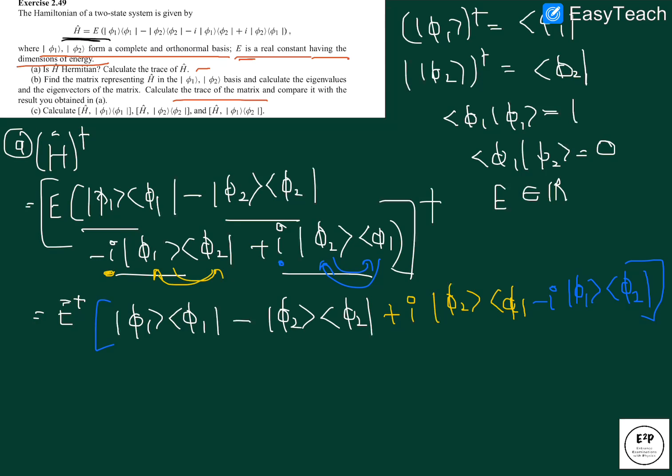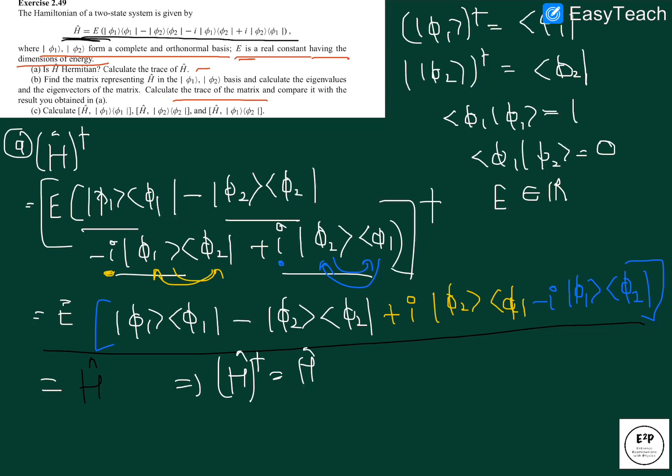Now we see that E is a real number, so E dagger is nothing but E. We see that the equation we have obtained here is similar to H, which is given in the question. So this is equal to H. We say that H dagger is equal to H, which implies the Hamiltonian is Hermitian.